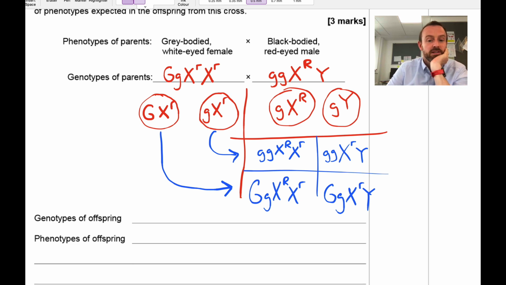What are the phenotypes? Let's look at them 1, 2, 3, 4 in that order. So 1, this phenotype is going to be black-bodied, red-eyed female. Number 2 is going to be a black-bodied, white-eye male. Number 3 is going to be grey-bodied, red-eyed female. And number 4 is going to be grey-bodied, white-eyed male. And the ratio of phenotypes for this would be 1 to 1 to 1 to 1.